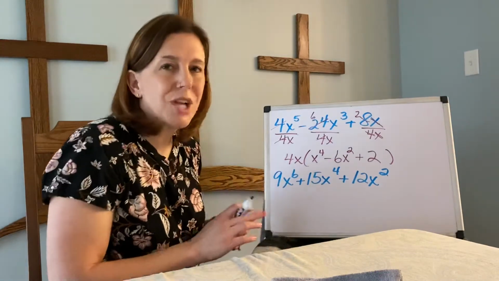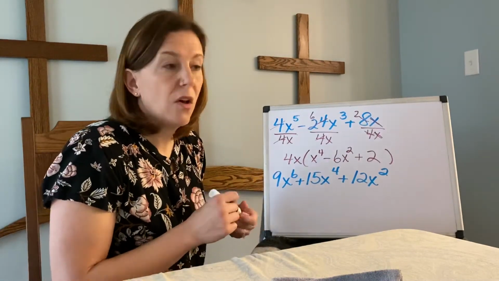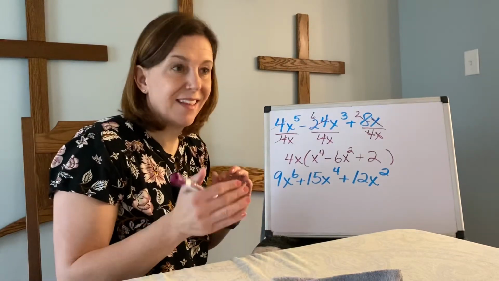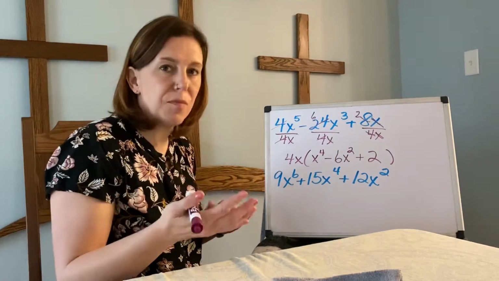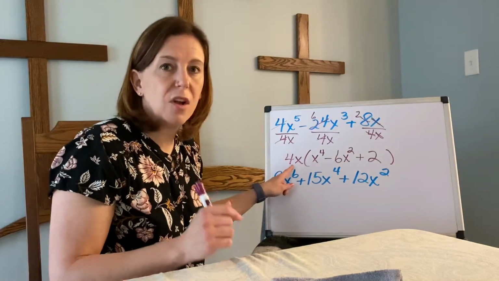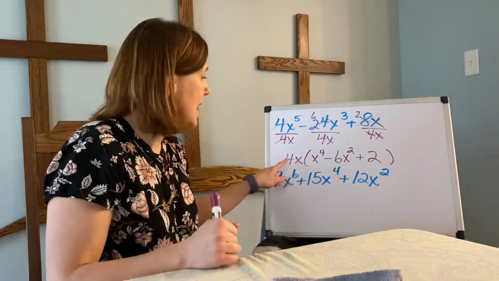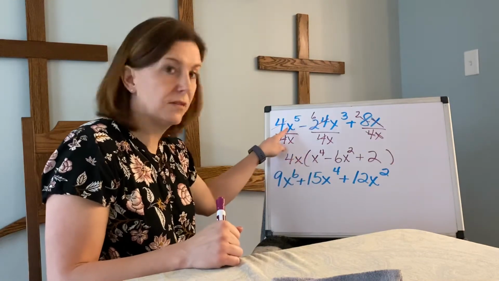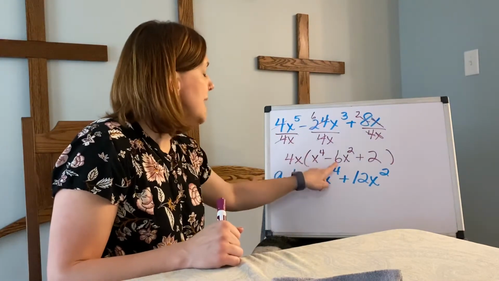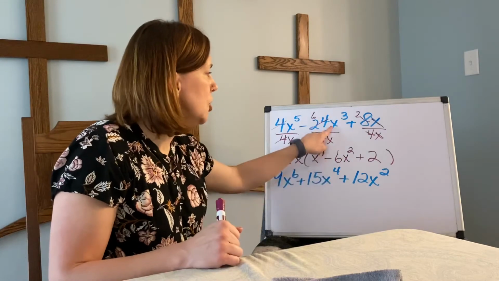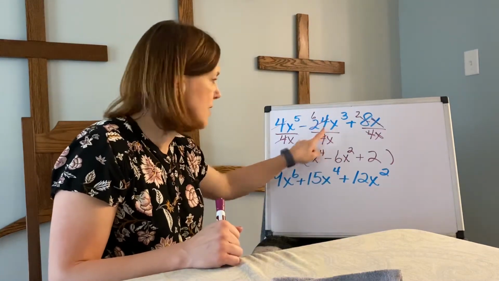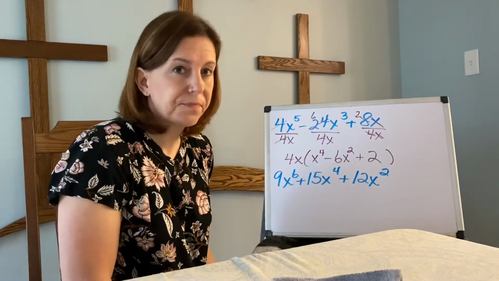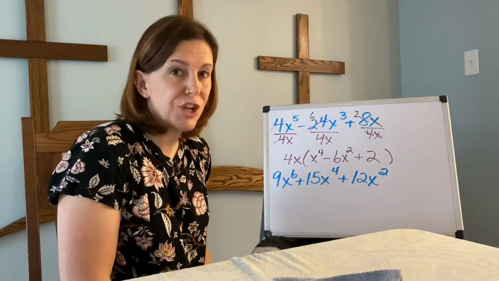Now, how would I check to see if this is correct? Well, I would check it by doing the opposite operation. In this case, I would distribute mentally this 4x, going back to yesterday's lesson. And if I wanted to double check that, I would get 4x to the 5th, that's what I had there, minus 24x cubed, which is what I had to begin with, and then 8x, and that's what I had to begin with. So always check your work.